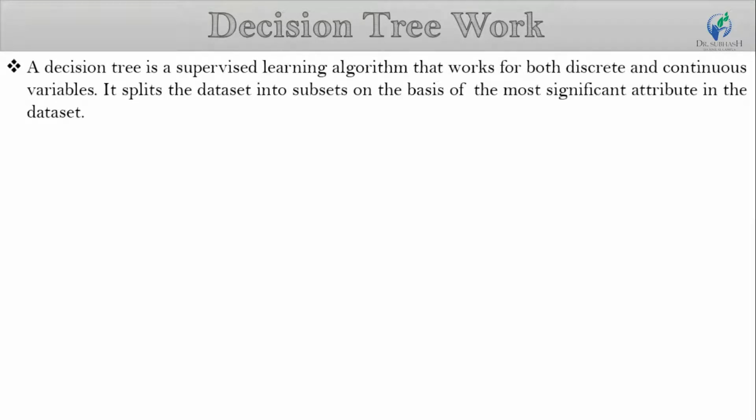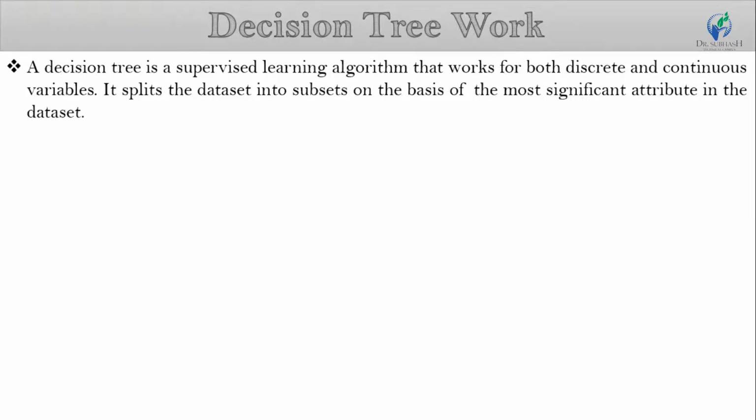Now I explain how a decision tree works. A decision tree is a supervised learning algorithm that works for both discrete and continuous variables. It splits the data set into subsets on the basis of the most significant attribute in the data set. How the decision tree identifies these attributes and how this splitting is done is decided by the algorithm.